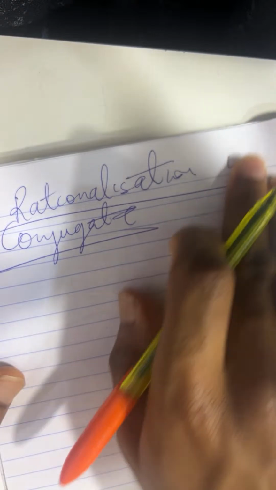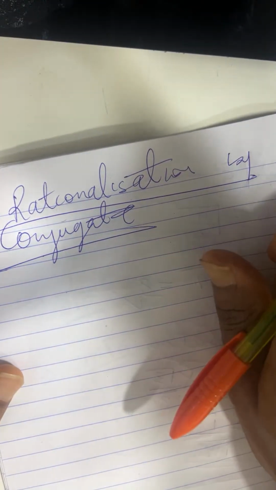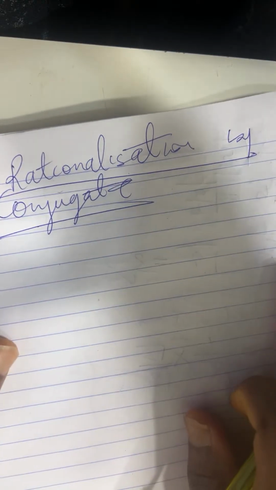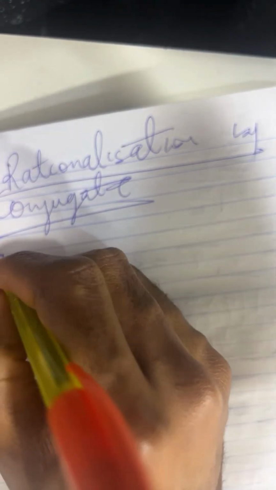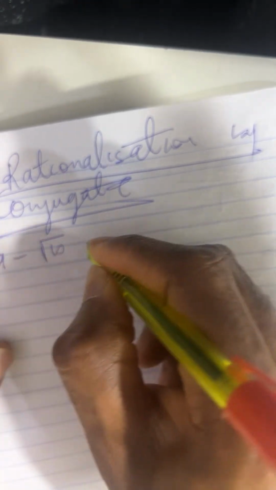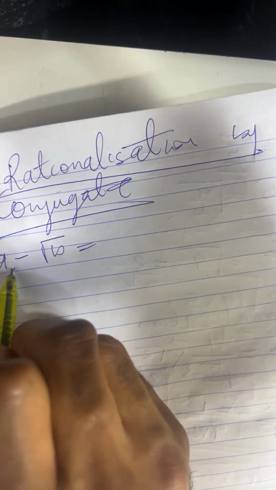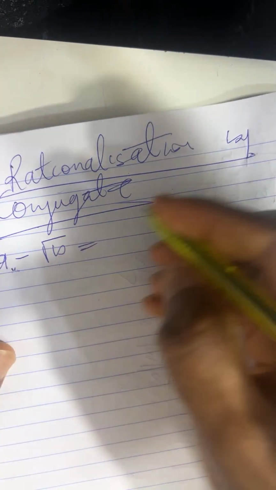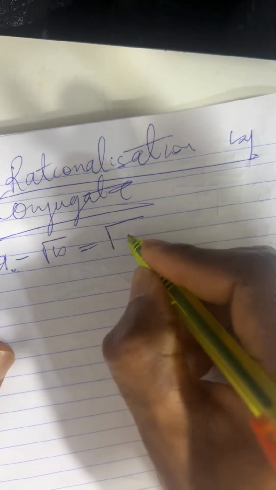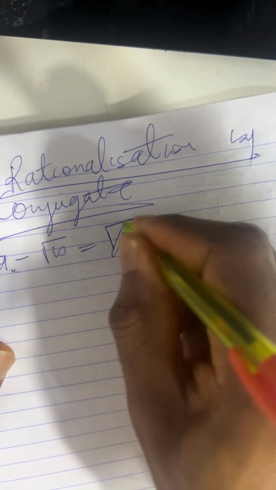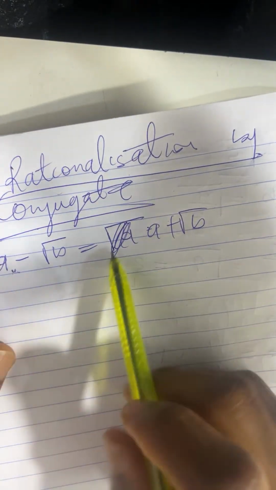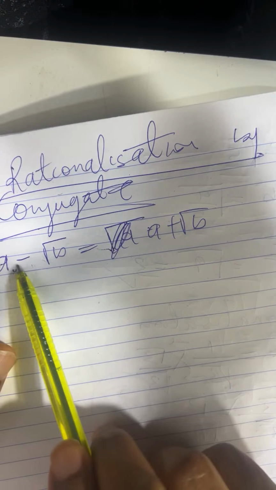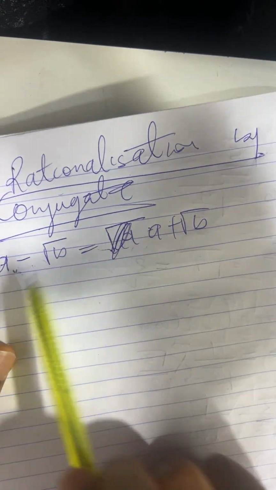What do we mean by rationalizing surd by conjugate? To rationalize surd using conjugates is simple. Conjugate surd: if you have a minus square root of b, the conjugacy only allows you to change the sign that separates them. So a minus root b will be a plus root b. The conjugate of the surd only allows you to change the sign that is separating them inside.